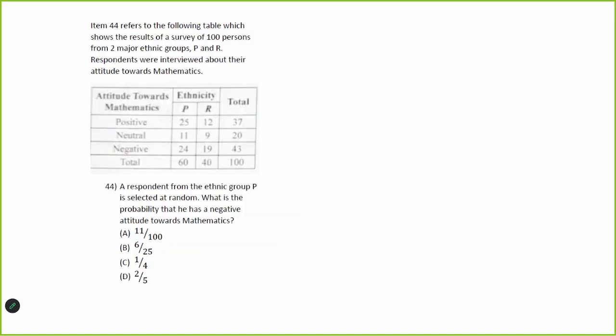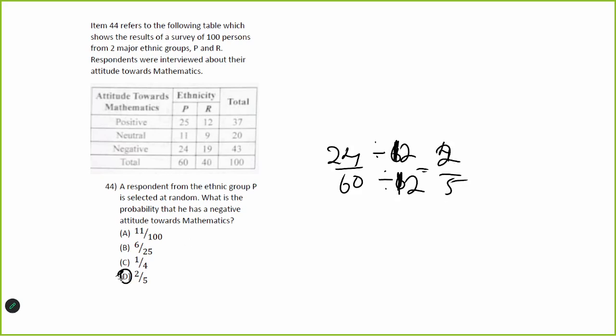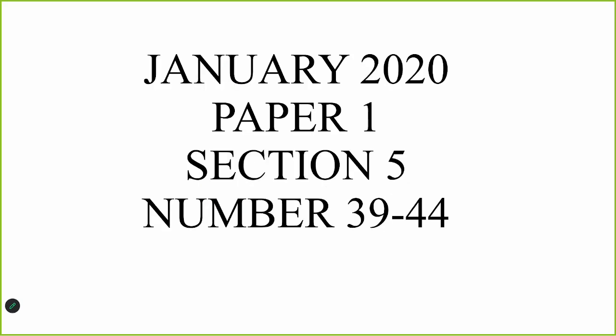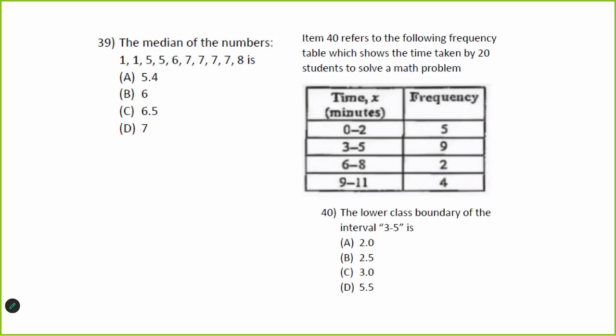Number 44, the student of ethnic group P selected at random, ethnic group P, and they have a negative attitude towards mathematics, so it'll be 24 over 60. We just now did this question. Actually, we could divide by 12. That is 2 over 5. So 2/5 is the answer, D. Alright, and that's the end of January 2021. Let's look at January 2020.